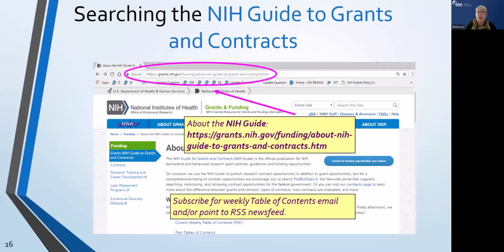So I mentioned searching the guide. And again, if I were in your place and I was doing NIH work on a regular basis, I would go to that top link. There is a place for how to subscribe, and you want to subscribe to the weekly table of contents. It'll give you a table of contents. You read the item, and you say, I'm interested, click on it, and you get the full-blown notice for the opportunity.